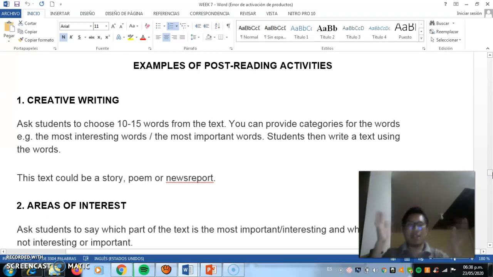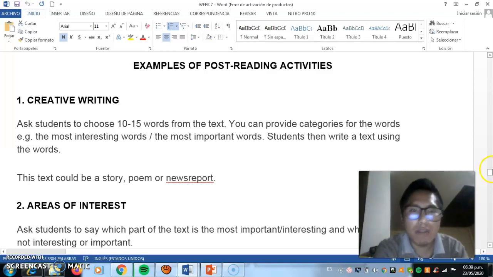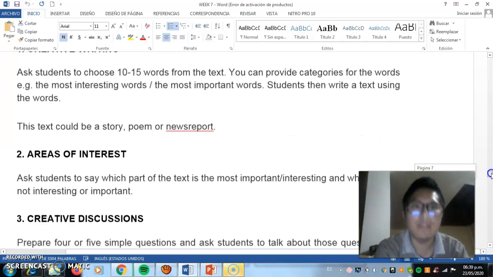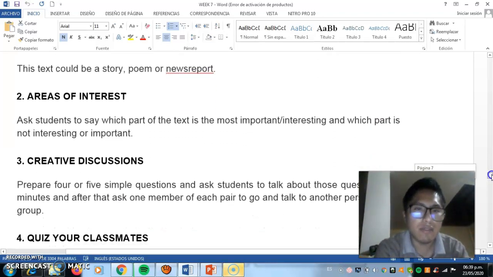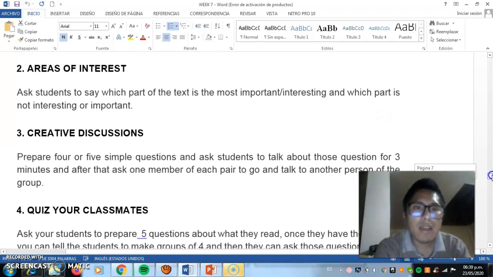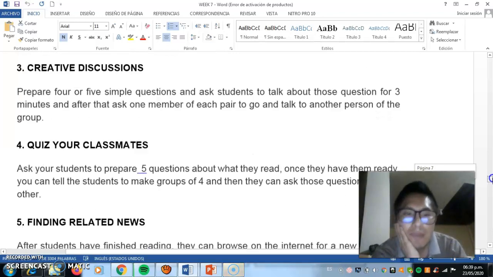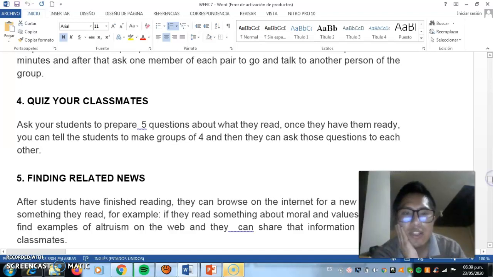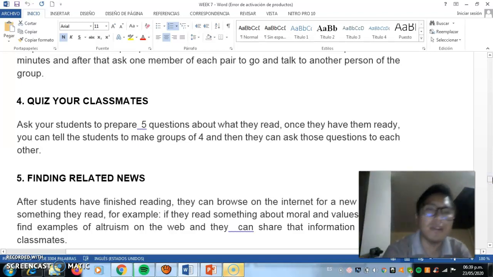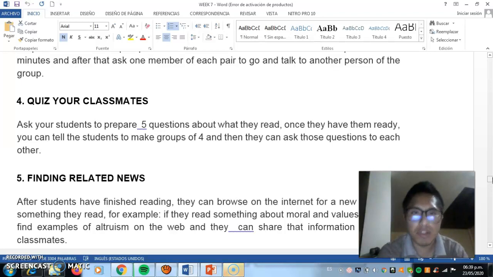Well, and here we have more examples. Creative writing. Yes, of course, after you finish, you have to do an activity that can be not exactly reading, could be writing, listening, speaking, as in this case, writing. Areas of interest. Yes, that's very nice. Creative discussions. Yes, of course. Quiz your classmates. Yes, you can divide the class in groups, and one group is going to prepare some questions about the text, and the other group prepares their 5 questions, and you can answer between them. It will be very interesting.